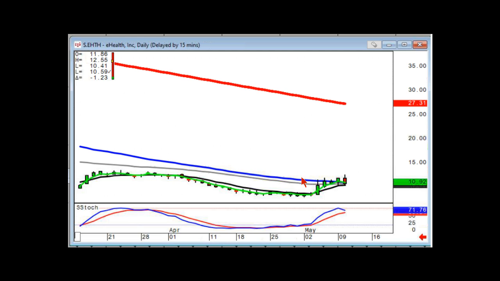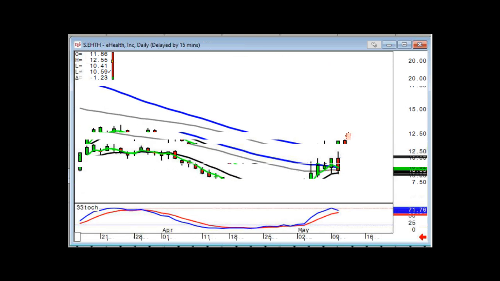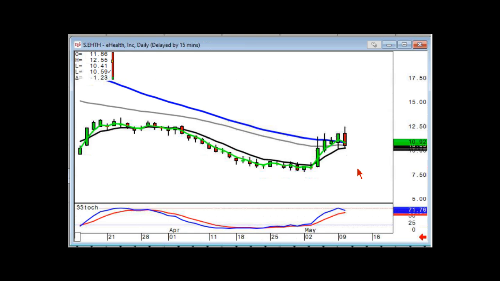EHTH, that's still got the prospects of doing a fry pan bottom. However, a little bit of a warning: they came back to the T-line, but they didn't close below the T-line. So to stay long, it has to open positive and trade positive. If it opens lower, close it out. It's failed the fry pan bottom as well as failed at the 50.